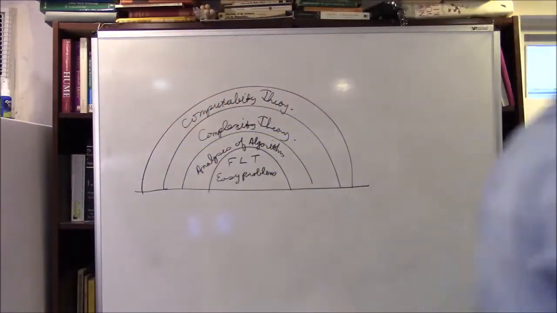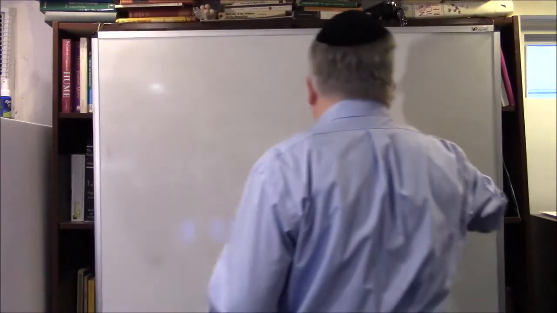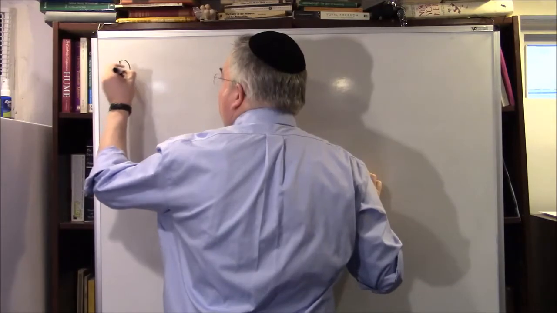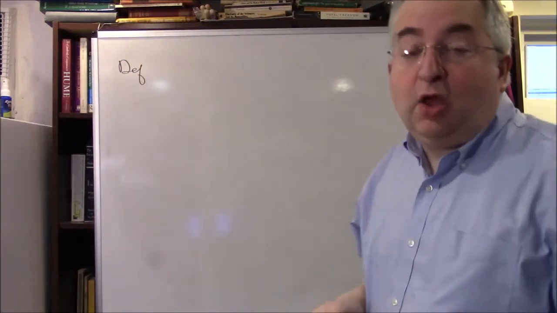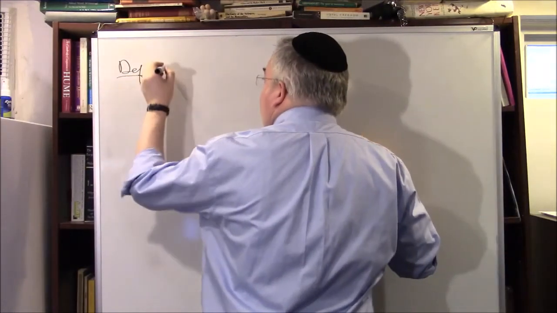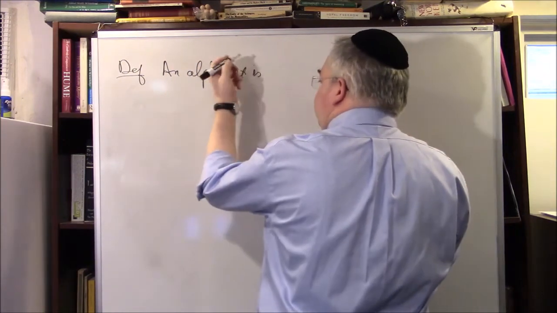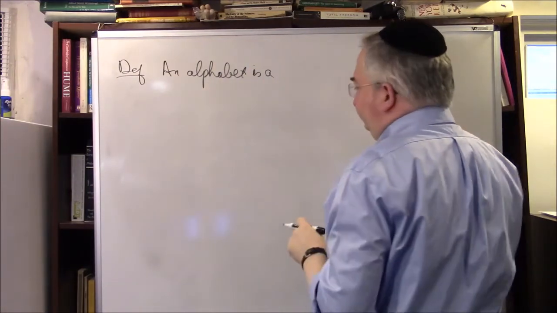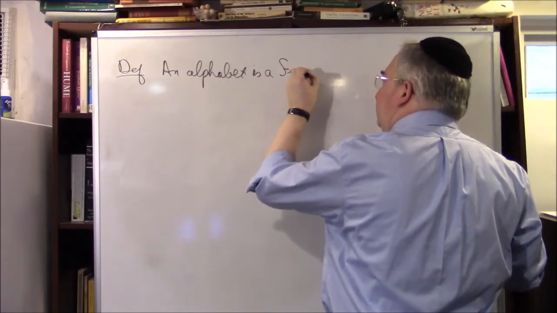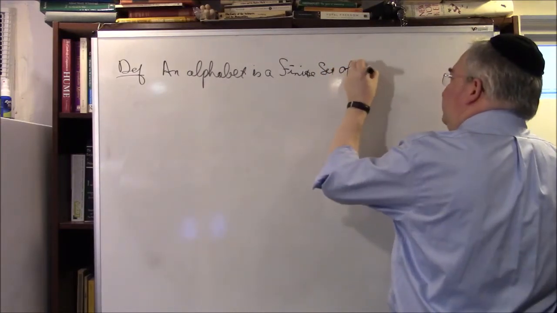Okay, so we need some definitions. We're going to go through a 3-part definition. We're going to say what an alphabet is, what a word is, and what a language is. Okay, so definition. An alphabet is a finite set of symbols.